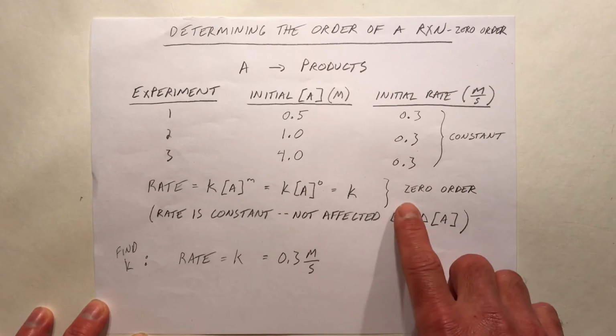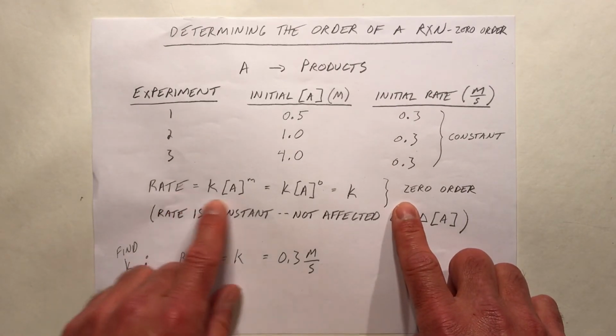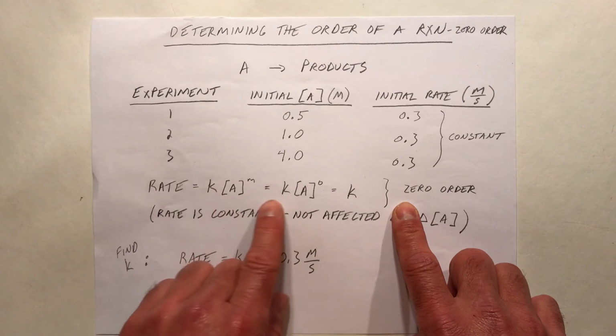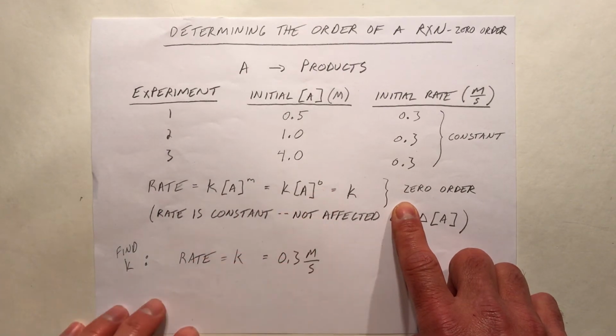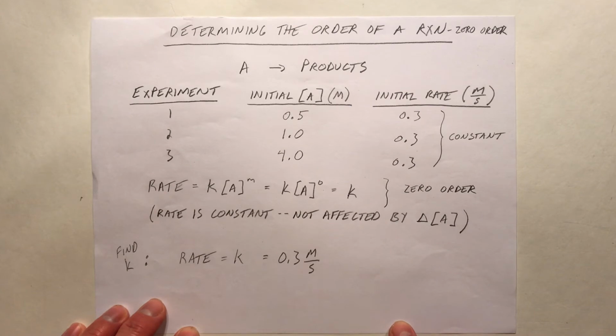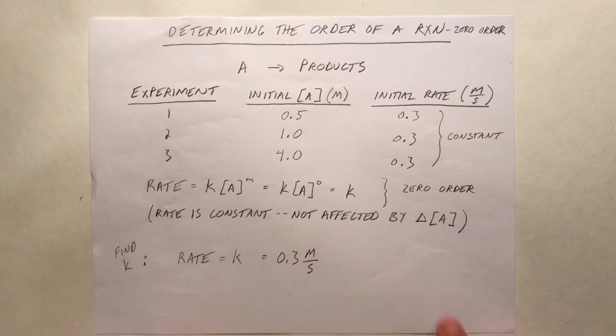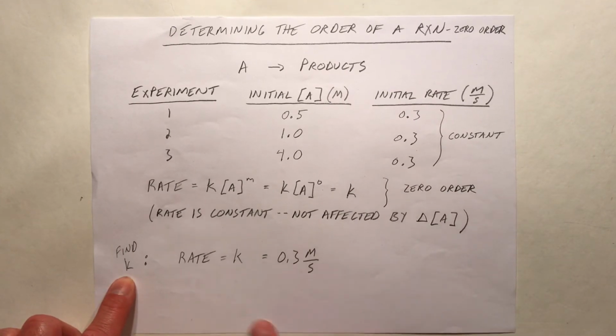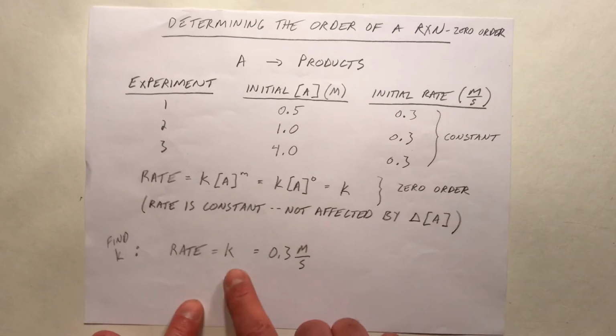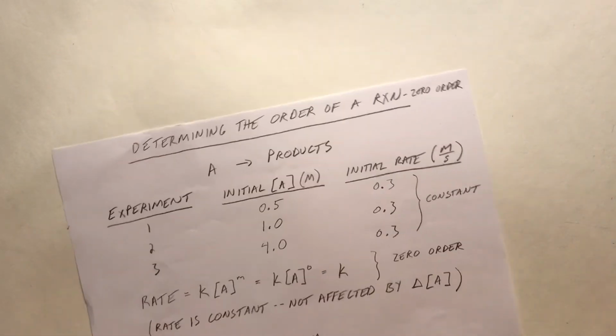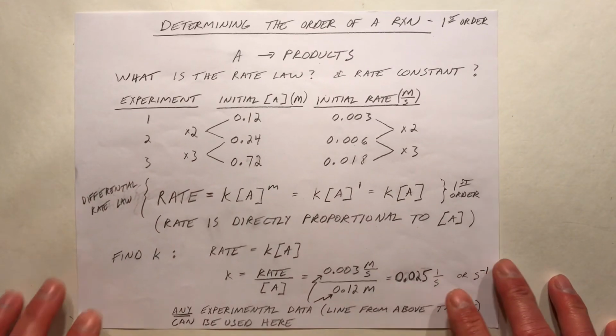Well, that would indicate that there's a zero order relationship here, so that this rate law is equal to k times the concentration of A to the 0 power. It's just equal to k. So the rate is not affected by the change in concentration of A. And by the way, we would say that the rate's just equal to k, and it's got to be equal to 0.3 molar per second. That's the value of k. k is 0.3 molar per second, just as the rate is. That's a zero order reaction.